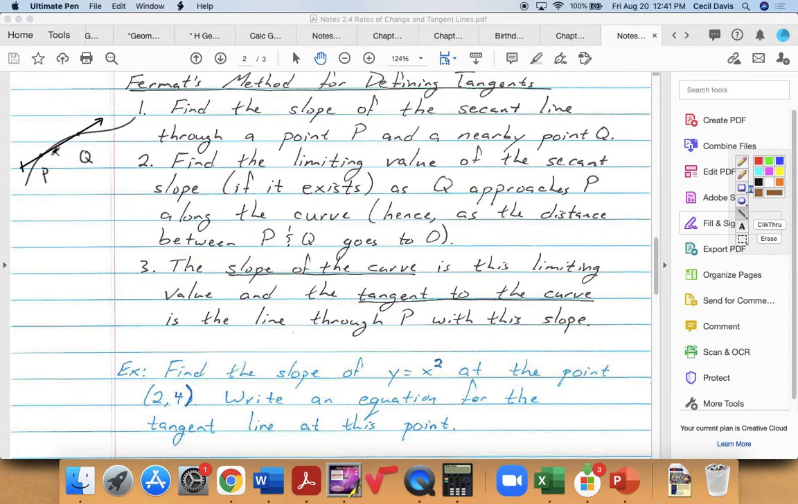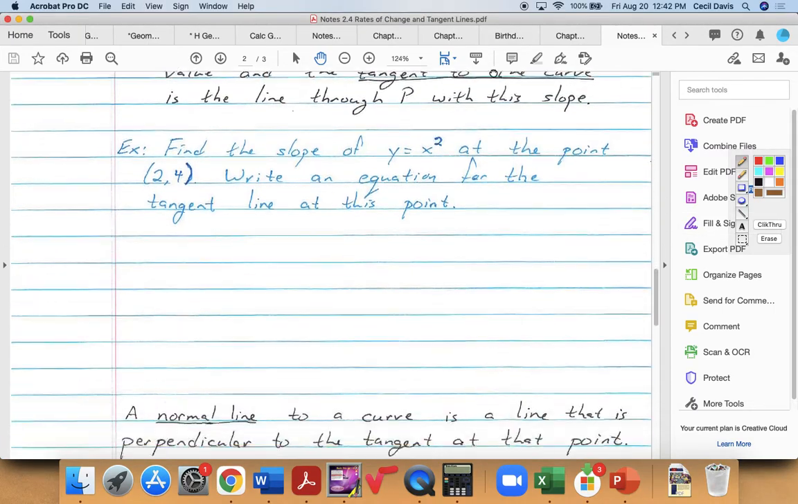Now notice as we move point Q towards point P along this curve, like say we move it over here, that this horizontal distance between P and Q gets closer and closer to 0. You're going to see that in just a moment. So then the slope of the curve is this limiting value, and the tangent to the curve is the line through P with this slope. So let's look at how that would play out.